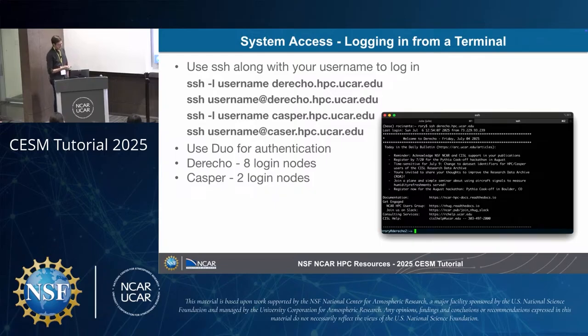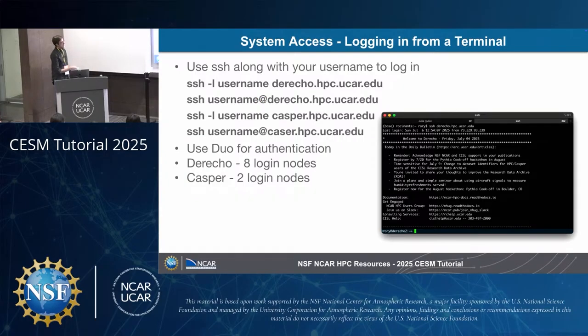And then the addresses of the machine, there's my pointer. So derecho.hpc.ucar.edu or casper.hpc.ucar.edu. And you would SSH in, you can use this -l your username, or this SSH username@ syntax for either one. And that will put you on one of the login nodes for the relevant machine.